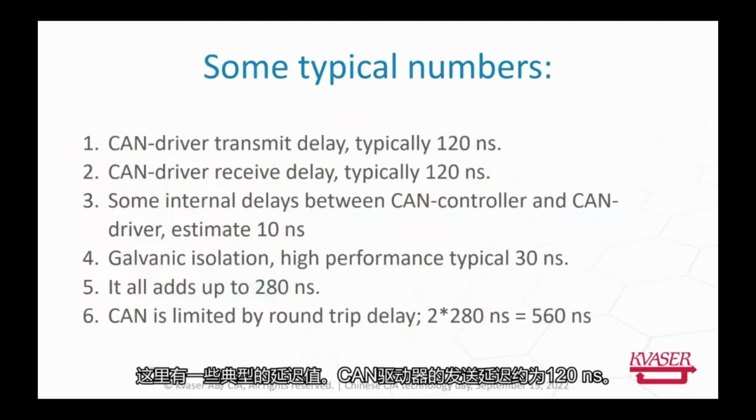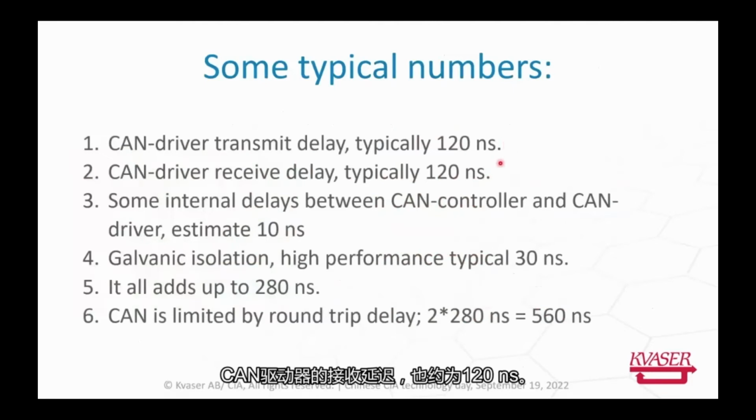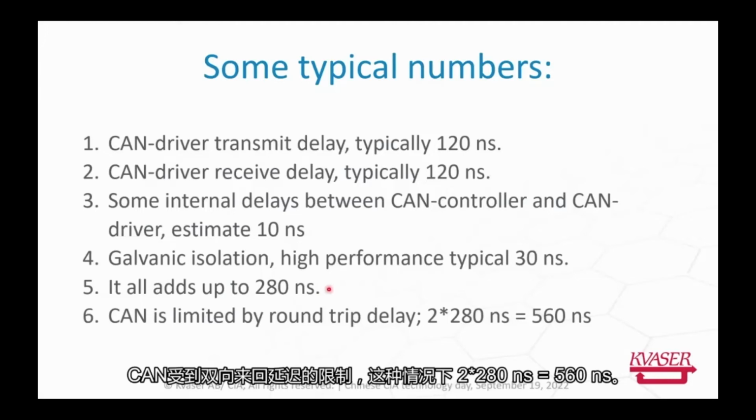The delay in the CAN driver transmitter is about 120 nanoseconds. The CAN driver has a receive delay also about 120 nanoseconds. Some internal delays between CAN controller and CAN driver could be estimated to about 10 nanoseconds. Galvanic isolation with high performance has typically a 30 nanosecond delay. It all adds up to 280 nanoseconds from sender to receiver without the cable. CAN is limited by the round-trip delay, so we have to multiply by 2, so we add up to 560 nanoseconds of the CAN bit for delays. Select CAN driver and galvanic isolation to match your need and delay budget.